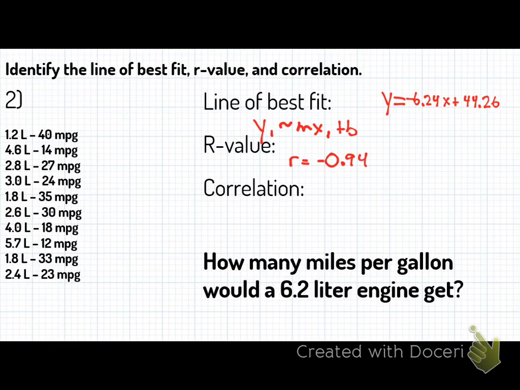Good. So is it strong or weaker? Strong. It's really close. Isn't it close to negative 1? So it's really strong, but it's a strong indirect. Not direct, but strong indirect. So we put strong indirect. Okay?